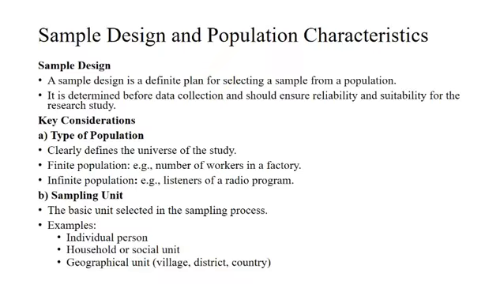There are several key considerations in sample design. First is the type of population. It can be finite, like the number of workers in a factory, or infinite, like listeners of a radio program. Second is the sampling unit, which is the basic element selected. It could be an individual, a household, or even a geographical area like a village or district.